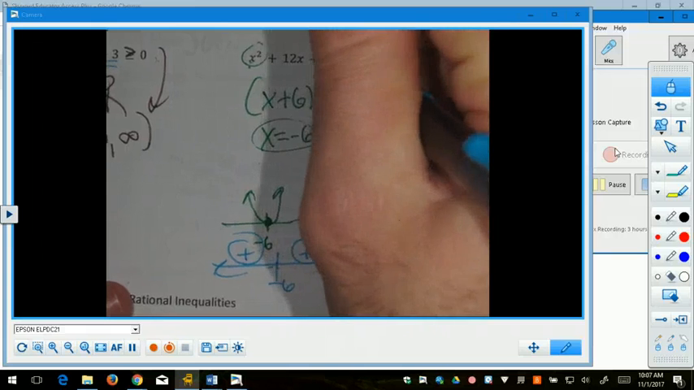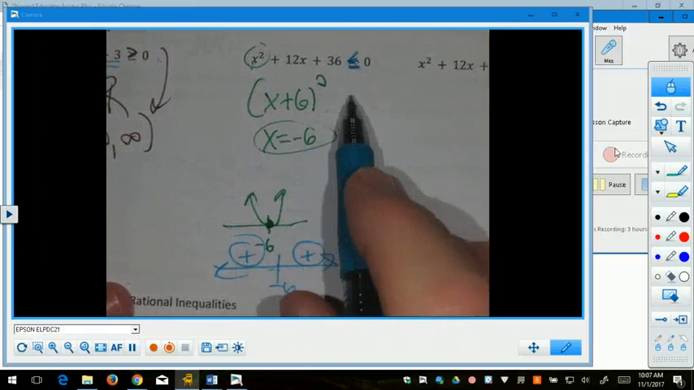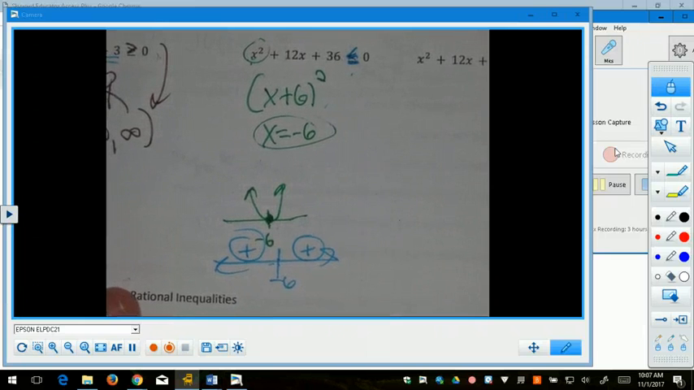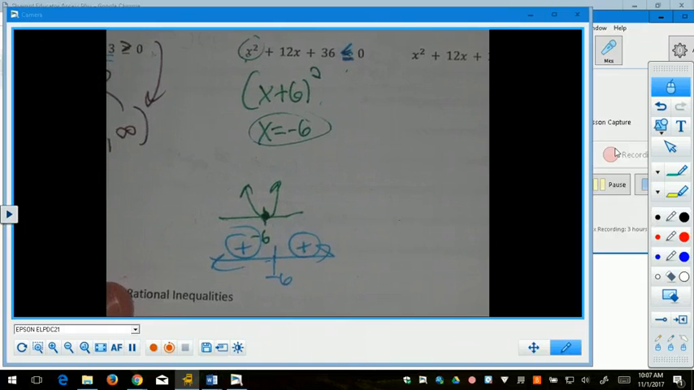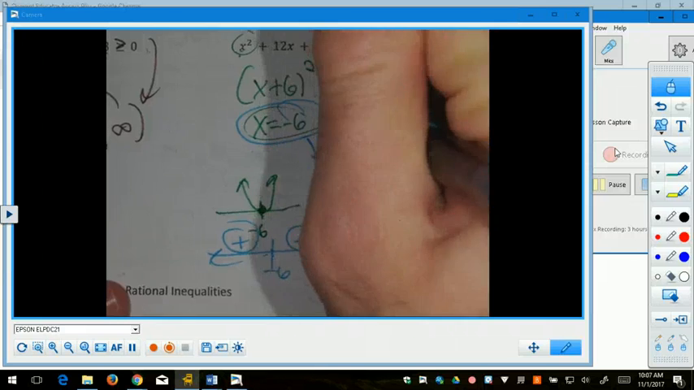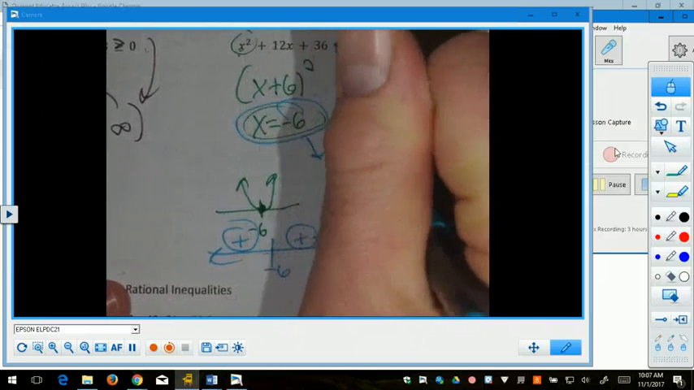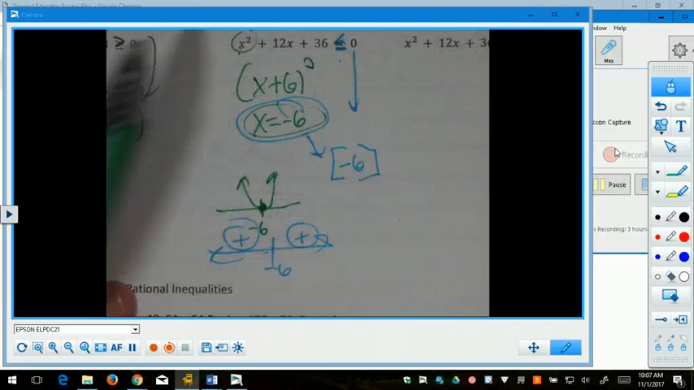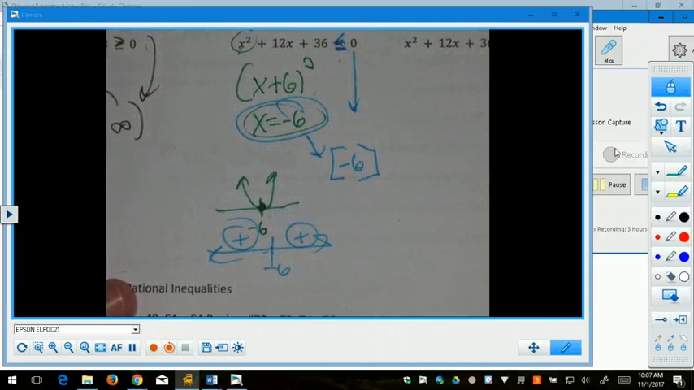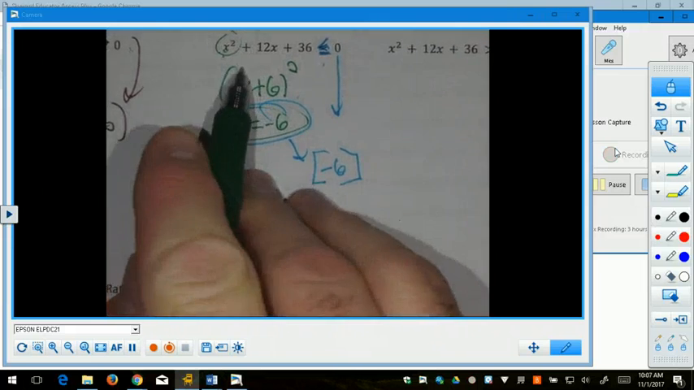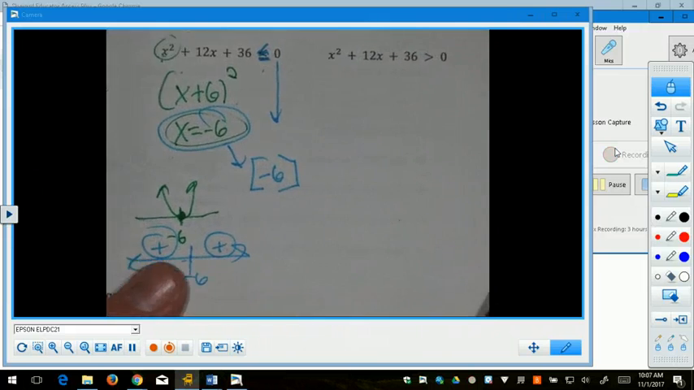So right here, less than or equal to 0, well, there aren't any points less than, but what is? What number is going to count? -6 because it equals 0. Since it is a 0, the solution to this is just -6. It's the only value of x that would make that inequality true. It would be 0 equals 0. This would be 0 on the left, and you got 0 on the right, so that would make it true.